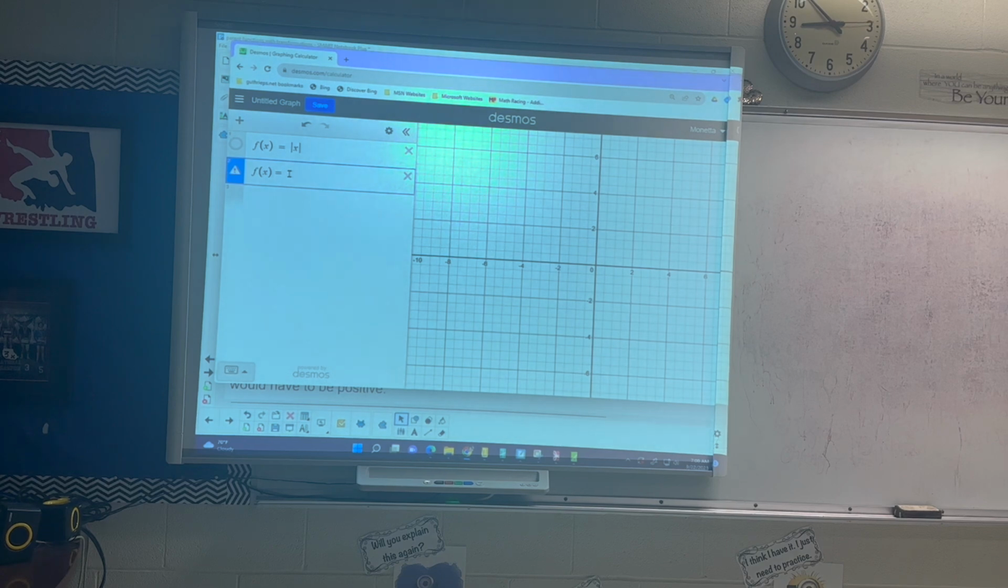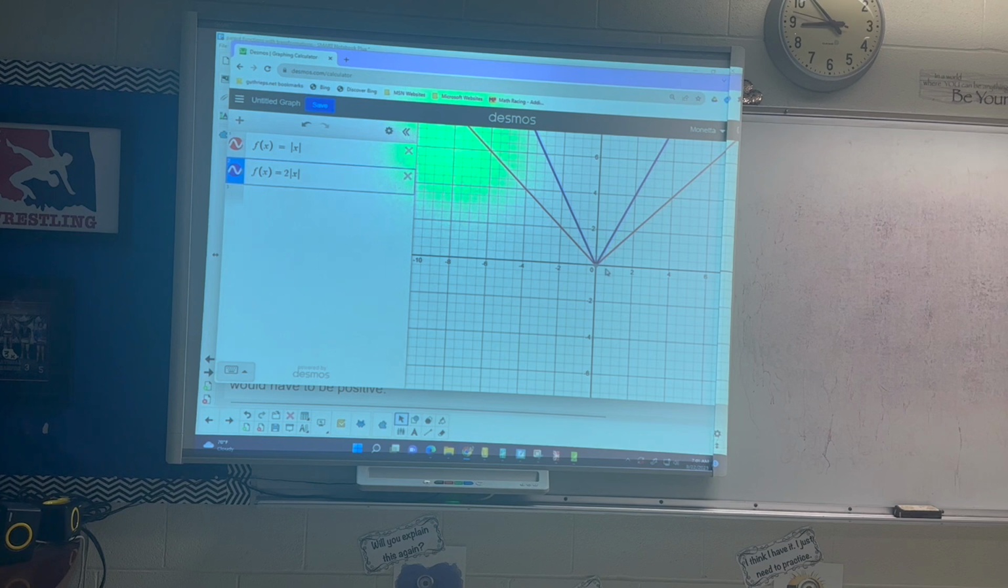If I use an A value that's greater than 1, any value that's greater than 1, because in my parent function, my A value is 1. So if I use any value greater than 1, so let's just use 2. 2 times the absolute value of X, okay? If I compare that to my parent function, by appearances, it may look like my graph gets smaller. But if you will notice, my Y values, my output gets larger faster.